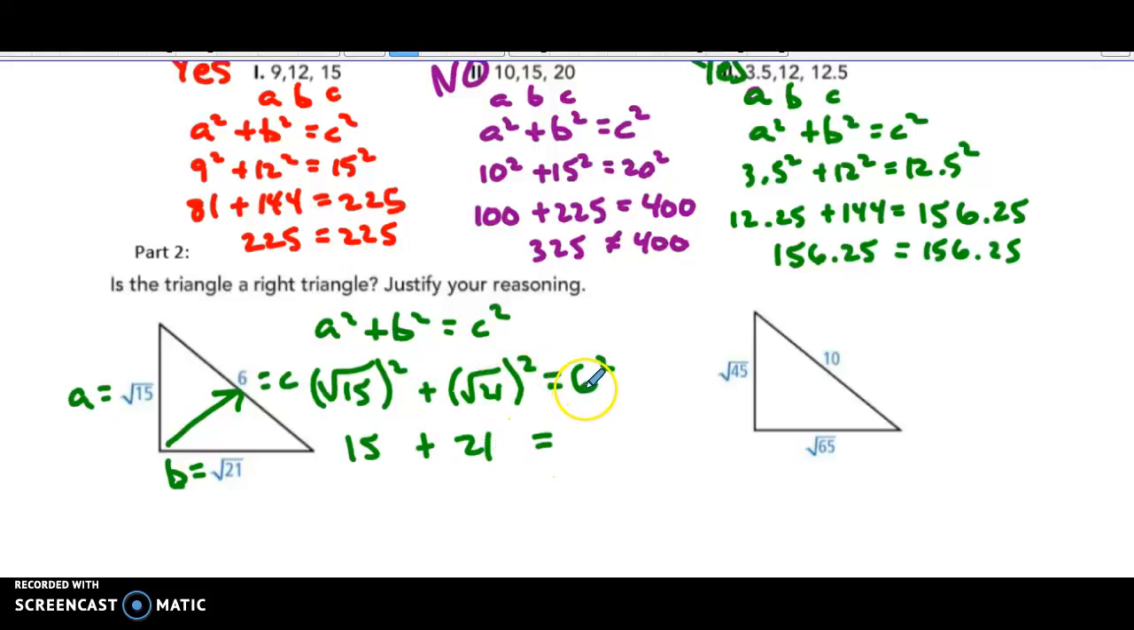Now over here I don't have a radical, I just have a whole number squared. So 6 squared, 6 times 6 is 36. Now I need to see, is 15 plus 21 36? Indeed it is. So we would say yes, this is a right triangle. And we can justify it because a squared plus b squared equals c squared. If that's true, then triangle ABC is a right triangle.